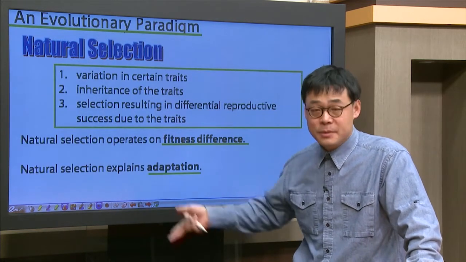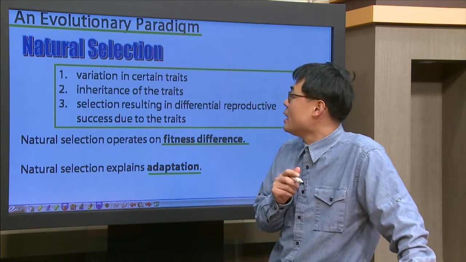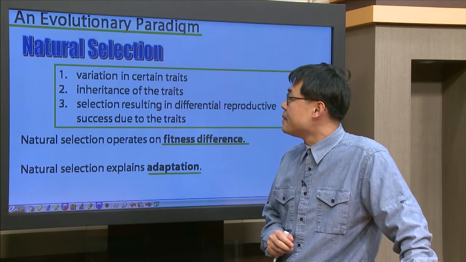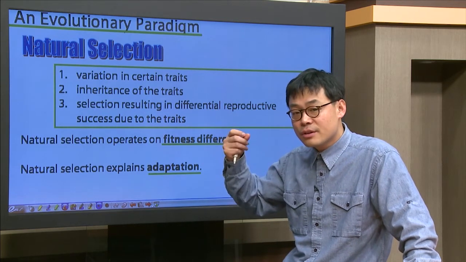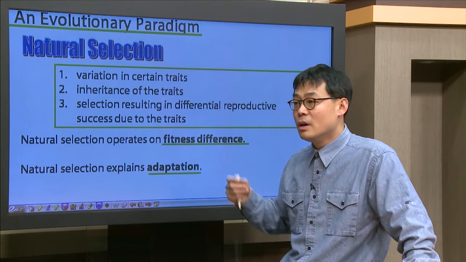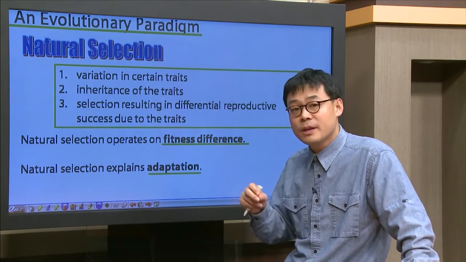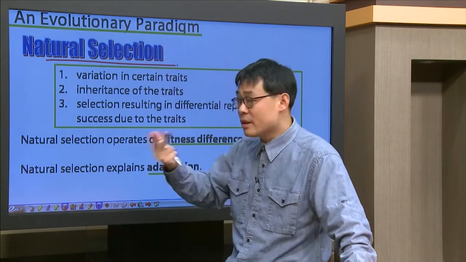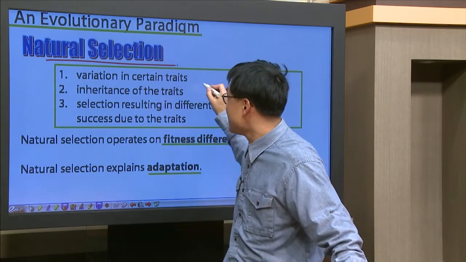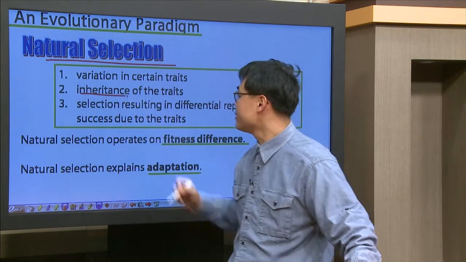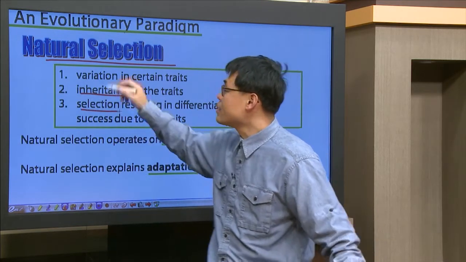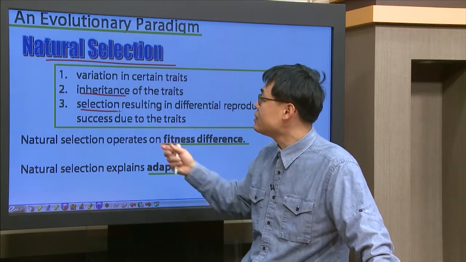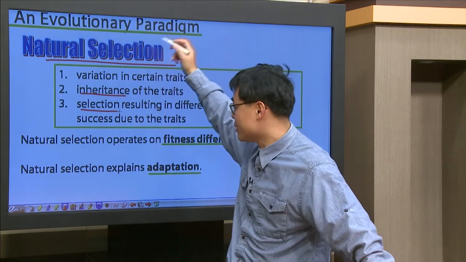Okay, let's summarize all of this. I want to call it the evolutionary paradigm. How does evolution occur? Probably the most important mechanism for evolution is natural selection. Here, we have three conditions. The first one is variation. The second one is inheritance, and the third is selection. If these three conditions are met, then evolution must occur. That's evolution by natural selection.